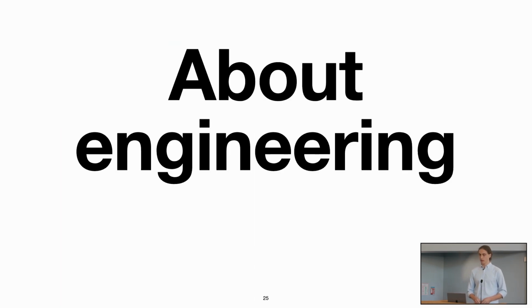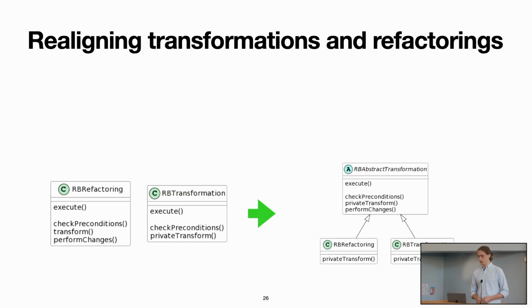Okay, so now we're going to speak more about engineering, and more specifically, the first thing is that refactorings and transformations didn't have the same API, and it was hard to use them and mix them together. So what we did is unify their hierarchy, so they're under the same hierarchy now and have the same execution logic.